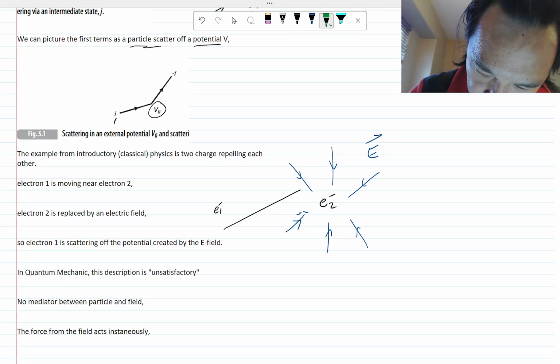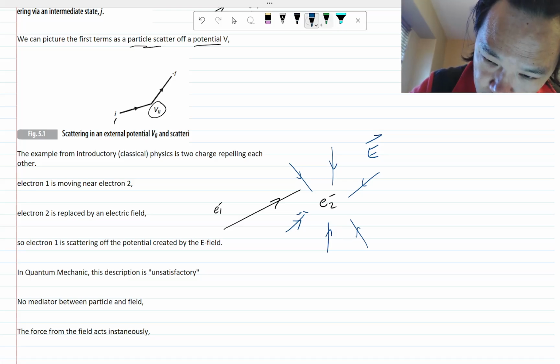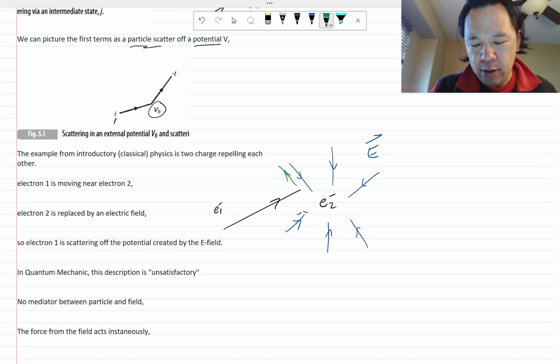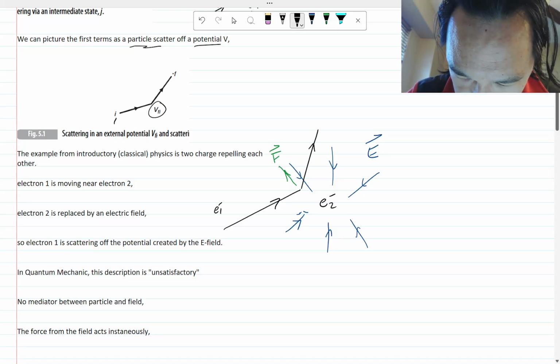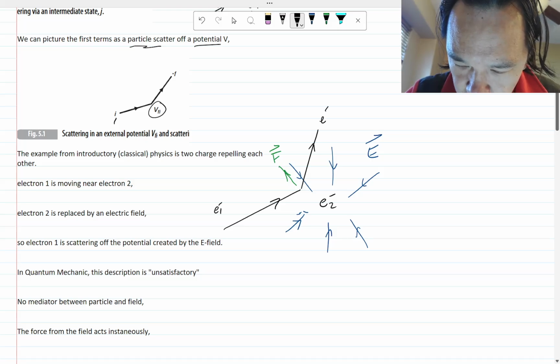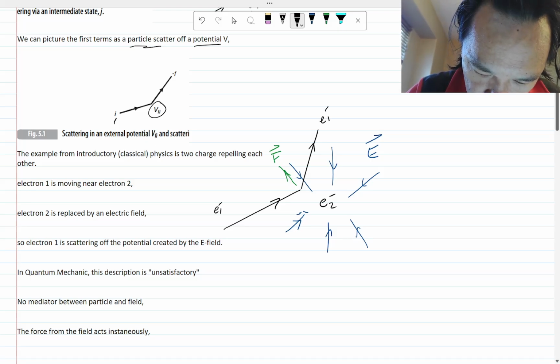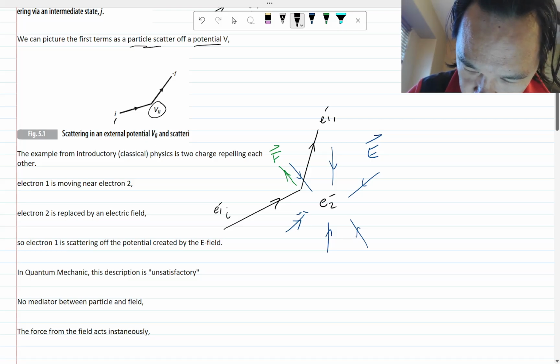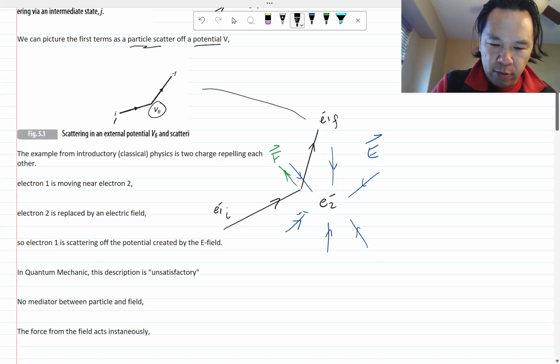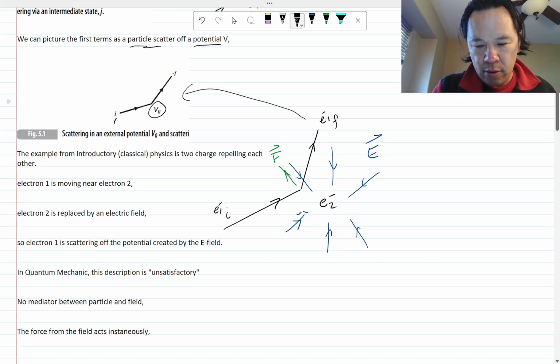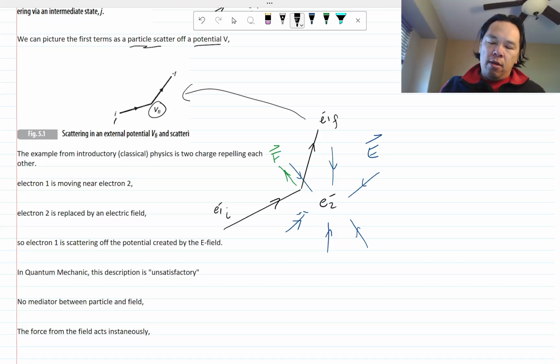Let's draw the force in green. Green, in the opposite direction of the electric field, because electrons follow the opposite direction of an electric field. In that case, this electron will get scattered off, bounce off the other electron. This is the initial state and this is the final state. So this is a very similar picture to up here, but instead of thinking about it in terms of the potential, we can think about it as an electron.